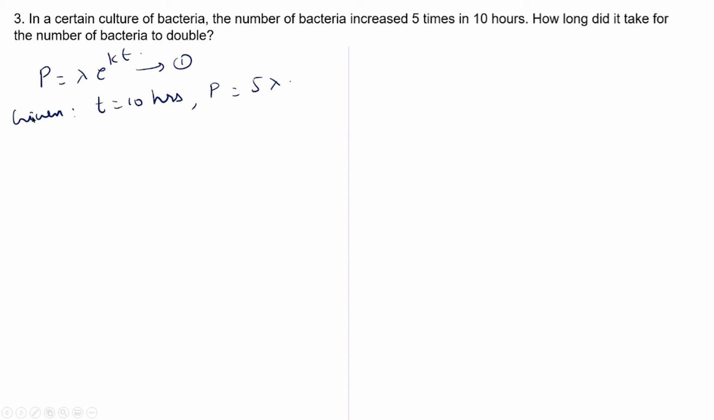So this is the population growth model. Here lambda is the population in the beginning. So it is given by P is equal to lambda into e raised to kt. K is the constant and t is the time. Here it is given the number of bacteria increased 5 times in 10 hours. So in 10 hours the population has become 5 times its original number. So 1 implies 5 lambda equal to lambda into e raised to 10k.